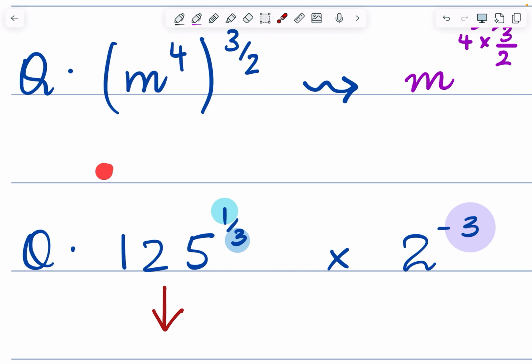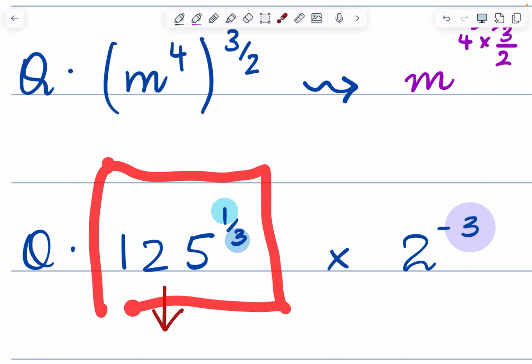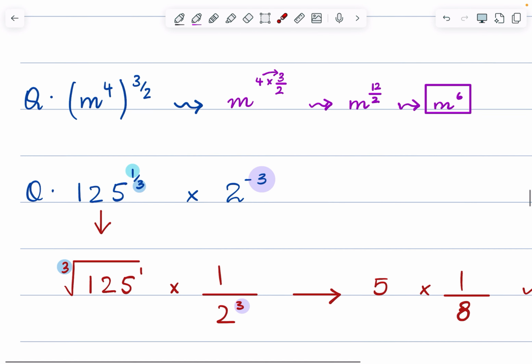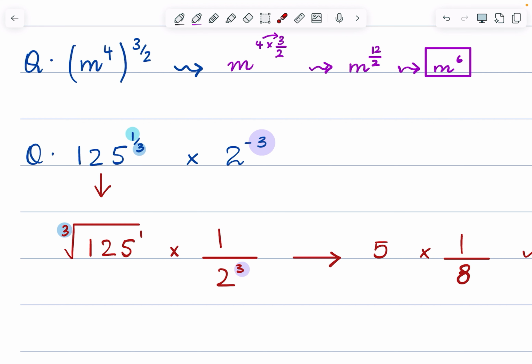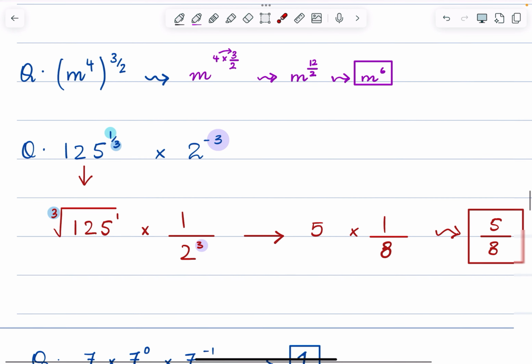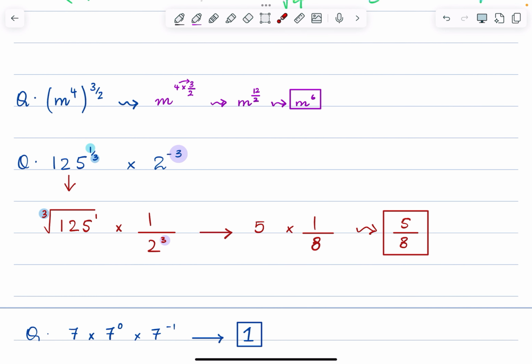The first term, 125 to the power 1 over 3, is a very clear case of a fractional power, a power and a root. Basically, you're going to put this in the form cube root 125. It's going to be 5 over 8. Yes, correct.